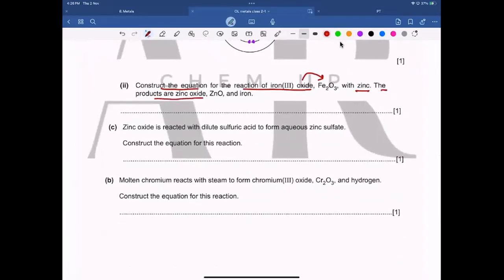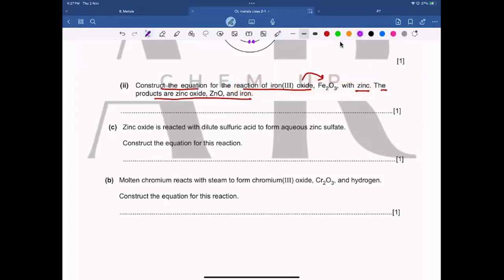The products are zinc oxide and iron. See, if you read the question, they have provided you everything. They have provided you which substances are reacting with each other. Iron oxide and zinc. Which iron oxide? Iron 3 oxide, and they have provided you its formula and zinc. See, construct the equation for the reaction of iron 3 oxide with zinc. It means these two are going to be the reactants in the chemical equation.